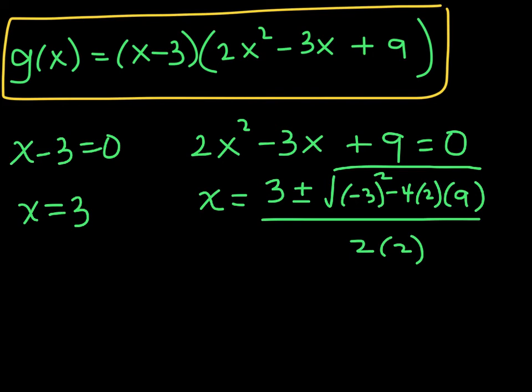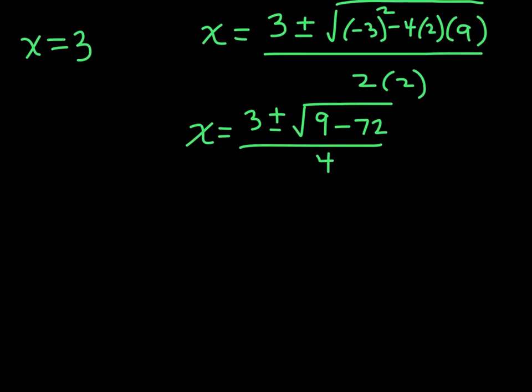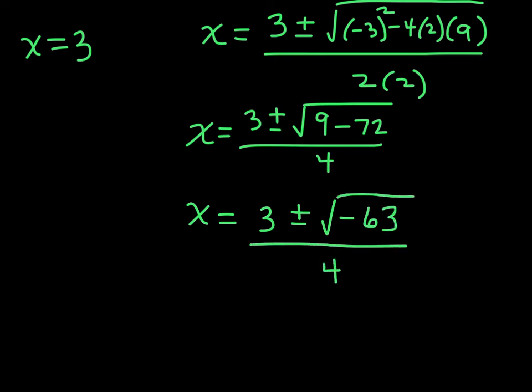All right, we have to simplify this, so this becomes 3 plus or minus the square root of 9 minus 72 all over 4. Okay, let's continue simplifying. So then we end up getting x is 3 plus or minus the square root of negative 63 all over 4. And I can rewrite 63 as a product of two factors where one of them is a perfect square, namely 9.